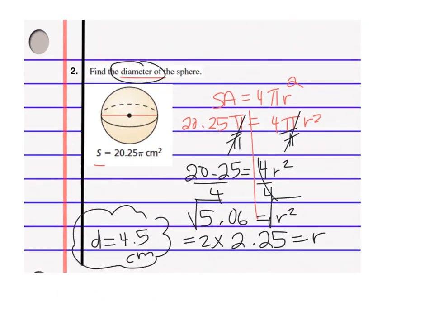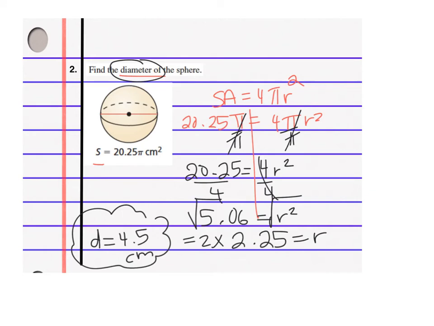All right, so I worked backwards. I used my surface area 4 pi r squared formula. I put in 20.25. I divided out a pi. I divided by 4. I took the square root. That gave me my radius, 2.25. The question asked for diameter. I doubled my radius, 2.25 times 2, and I got 4.5.